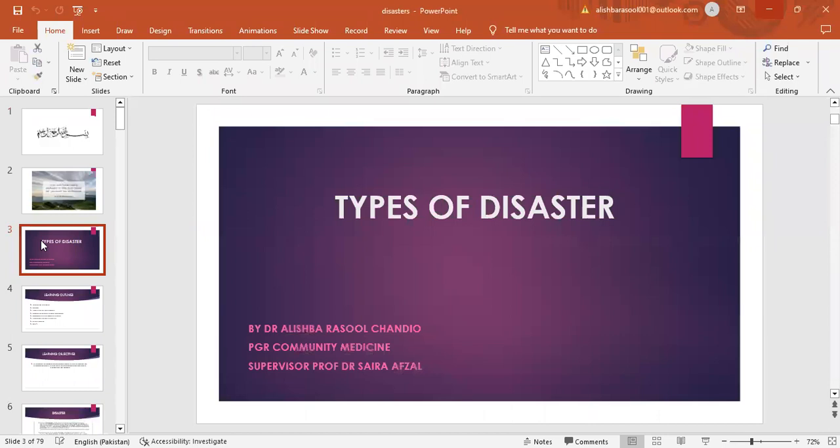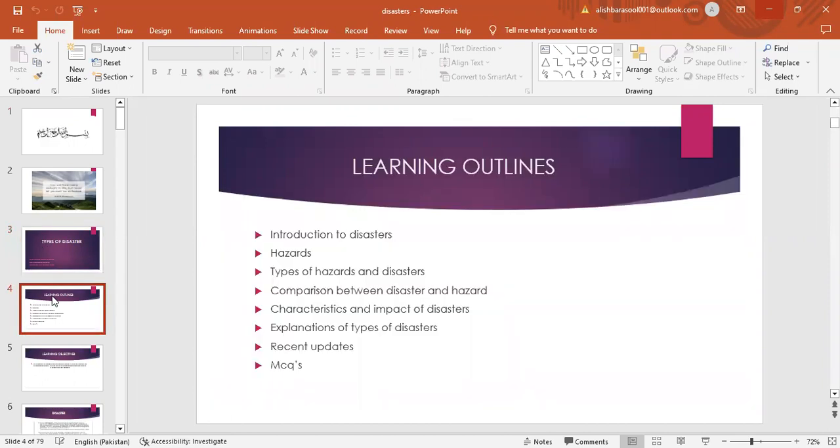Alishba Rasool, PGR Community Medicine, under the supervision of Professor Dr. Saira Afzal. Learning outlines: Introduction to disasters, hazards, types of disasters and hazards, comparison between a disaster and a hazard, characteristics and impact of disasters, explanation of types of disaster, recent updates, and MCQs.